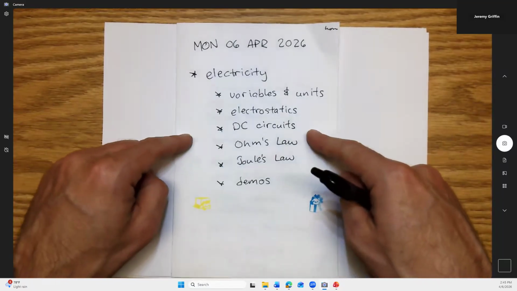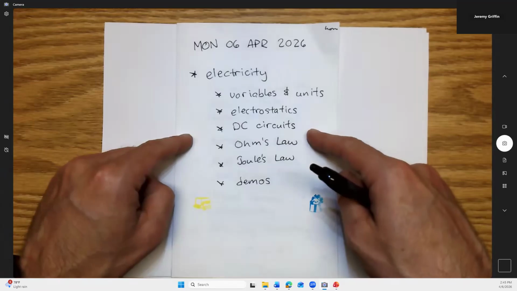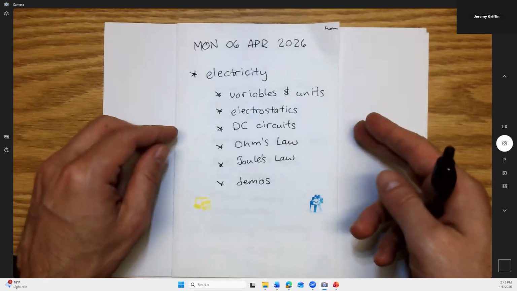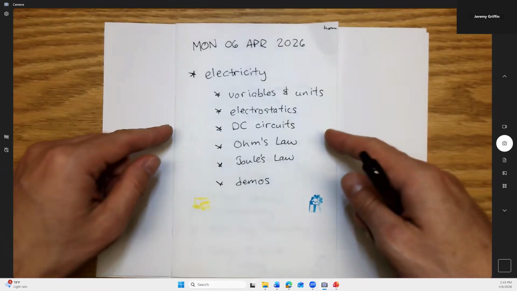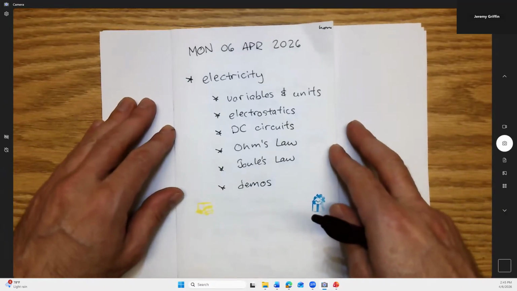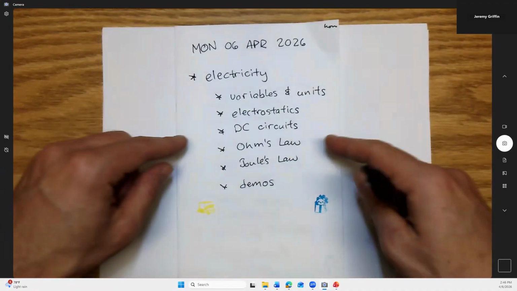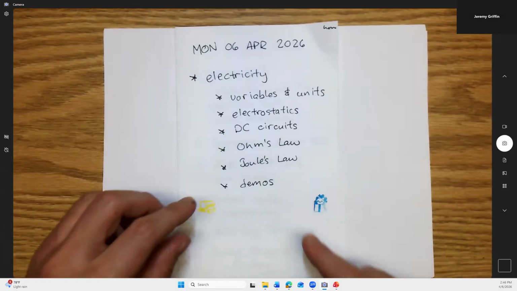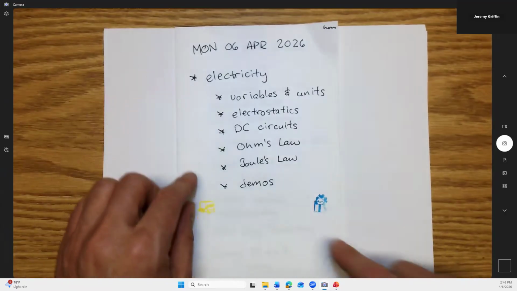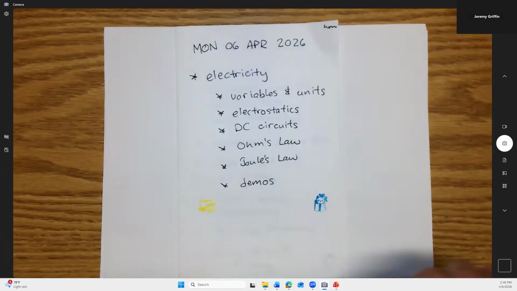But when we get to DC circuits, you ask how electricity travels through a DC circuit. What happens to voltage? What happens to current? It can be a little more involved than just basic formulas. There's a whole process to think about this, involving things like Ohm's law and Joule's law, which we'll get into. So I want to introduce these ideas today, do some demos, and we'll see how far we get.